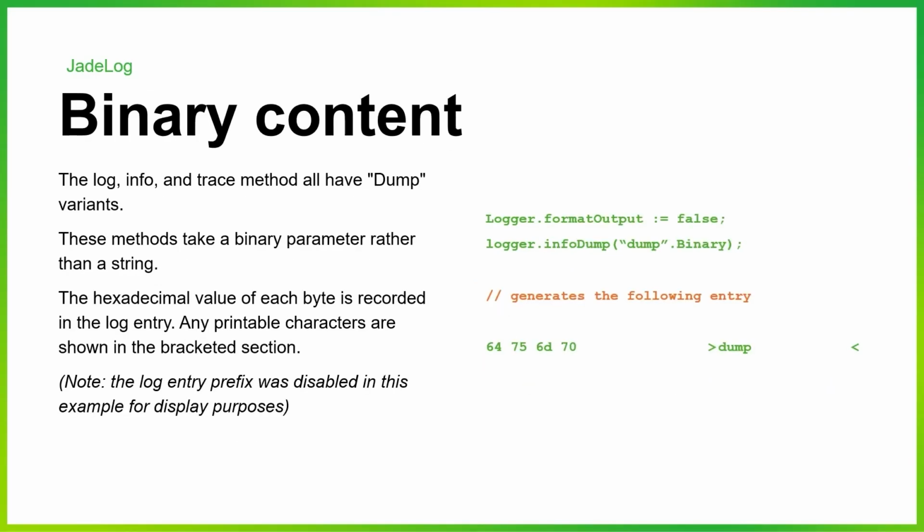We have a standard way of formatting binary data. All the basic log methods have a dump variant: info dump, log dump, trace dump. They take the standard Jade binary data type, and they have space separated hexadecimal values in the log file. And then on the right hand side, if there are any printable characters, they get displayed in there.